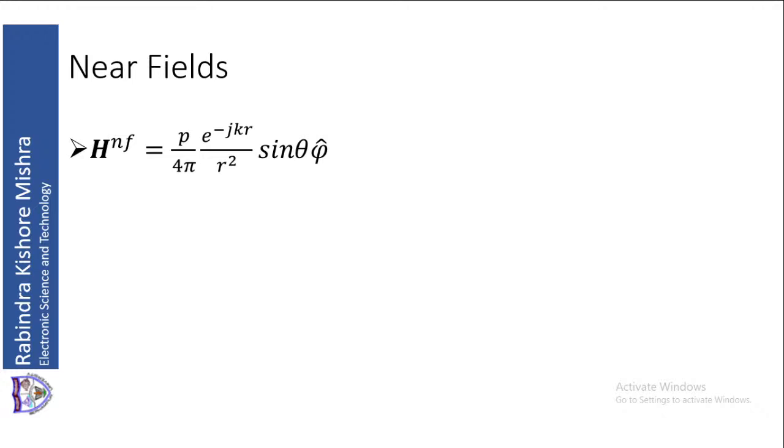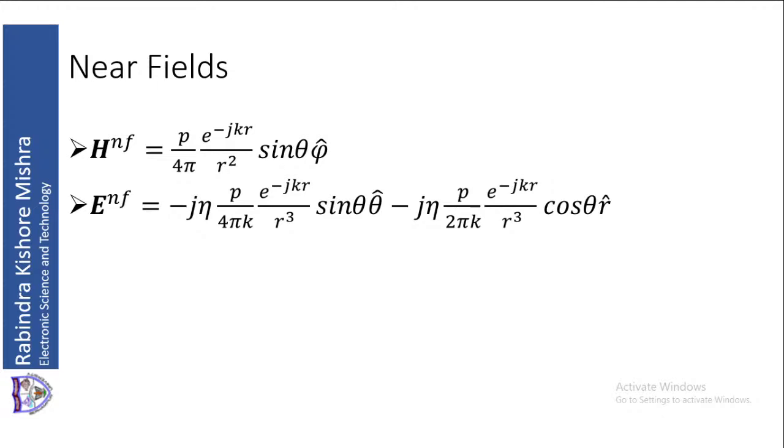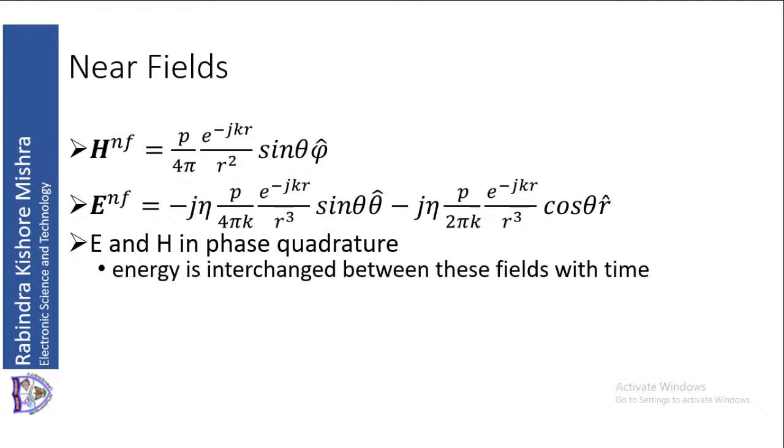So let us try to do this numerically. H near field is equal to P by 4 pi, exponential minus jkr by r squared, sin theta, phi cap. E near field, NF means near field, is minus j eta P by 4 pi k, exponential minus jkr by r cube, sin theta, theta cap, then minus j eta P by 4 pi k, exponential minus jkr by r cube, cos theta, r cap. Now compare these two, H near field and E near field. They are in phase quadrature.